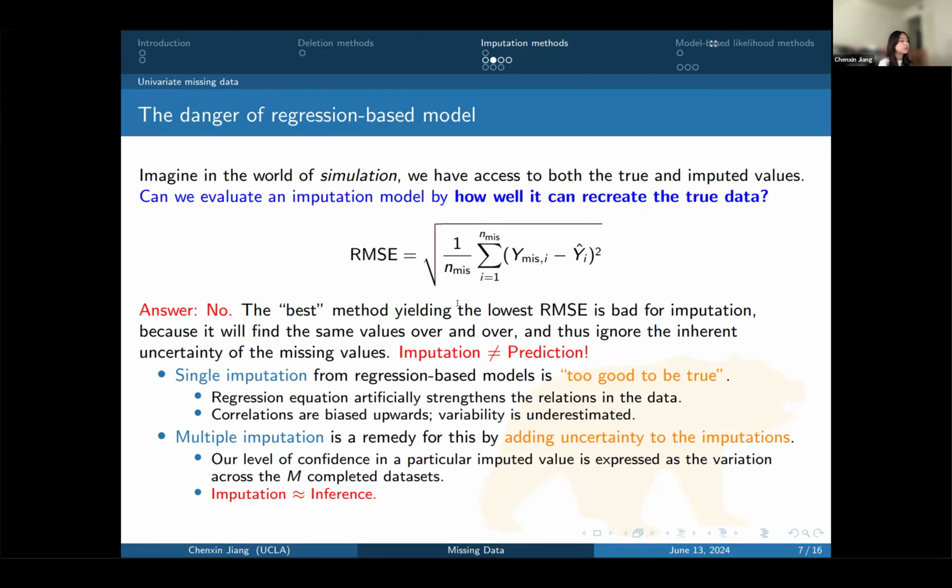In regression-based models, the single imputation is too good to be true because it will artificially strengthen the relation in the data. So we do multiple imputation by adding some uncertainty to the imputed values. And our level of confidence in a particular value is expressed as a variation across the completed data sets. In this sense, imputation is more like an inference problem.